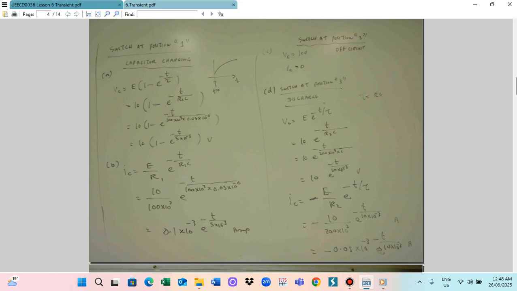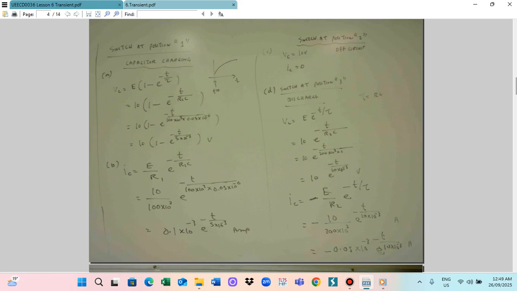IC. IC value is normally, if you have only a resistor, the voltage divided by the resistance. But this one is a resistor in series with the capacitor, so the capacitor transient also impacts the current. Therefore the IC formula is E divided by R into e power minus t by tau, t by RC. So this is the equation for the IC, and that one is the equation for the VC.